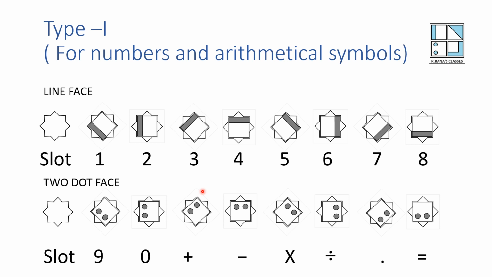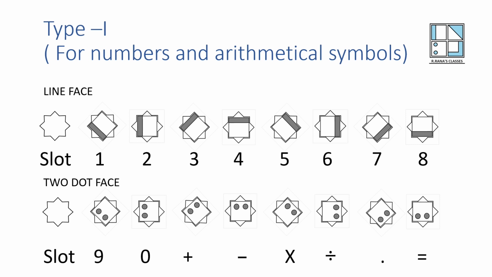So we have to now add arithmetical signs to it. This is plus, clockwise 1 by 1 position. It is minus, into, divided by, decimal and equal to. You can see negative sign and equal to are just opposite.